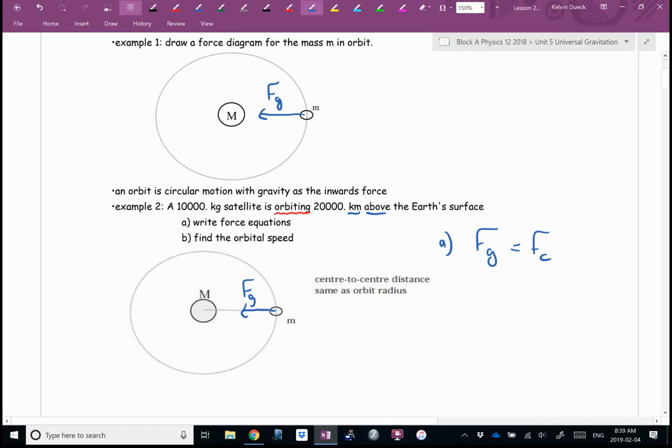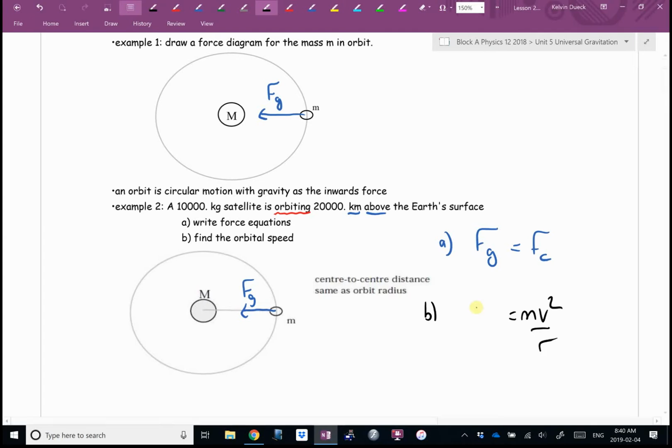What does B want me to find? Oh, so you know what? I'm pretty sure I'm going to use the mv squared over r. The other thing they could have asked for is the orbital period, how long it takes the moon or the satellite, this is the satellite this time, to go around the Earth. And then I would use the m 4 pi squared r over T squared.